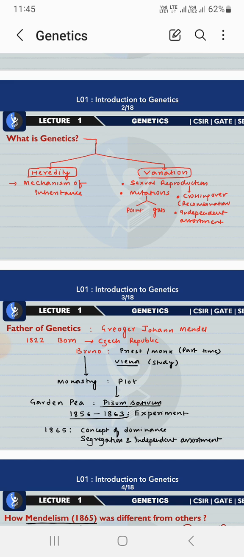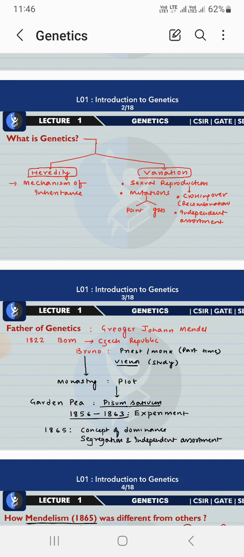Mutations are basically of two types: point mutations or gross mutations, and then sexual reproduction. Basically, in this mechanism, we are studying crossing over. We also talk about crossing over, recombination, and independent assortment.